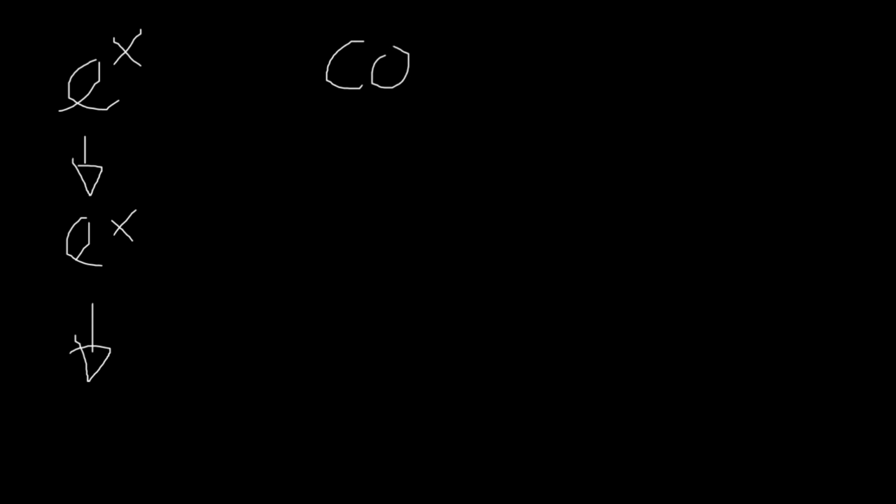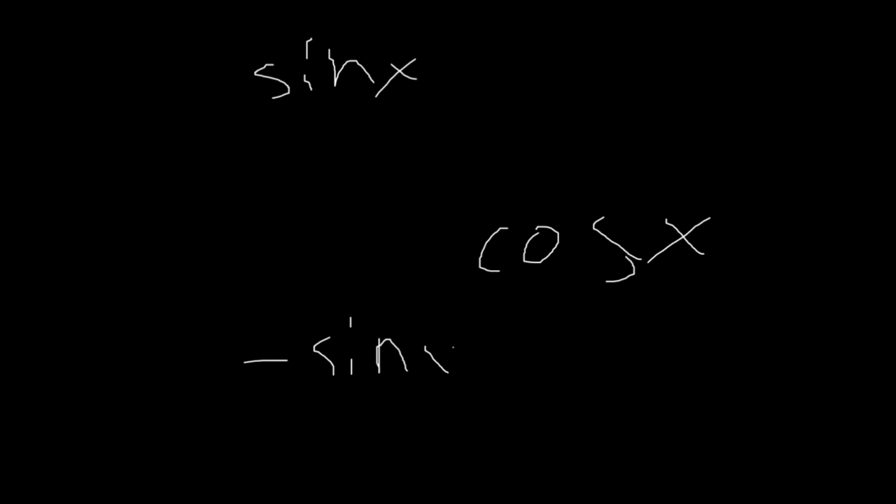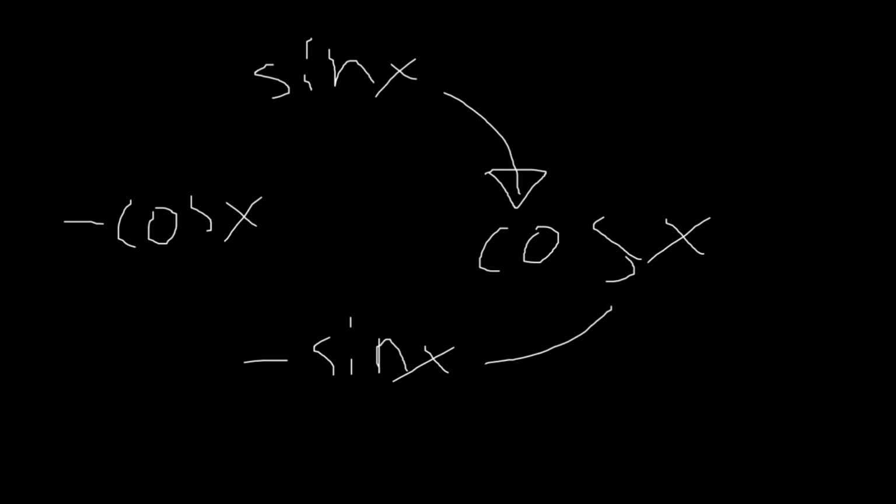What about cos x? When you differentiate cos x, let's just take a look at the cycle. The cycle is what? Sine x, cos x, minus sine x, and minus cos x. You differentiate, you have these, you differentiate, you have these, and so on.